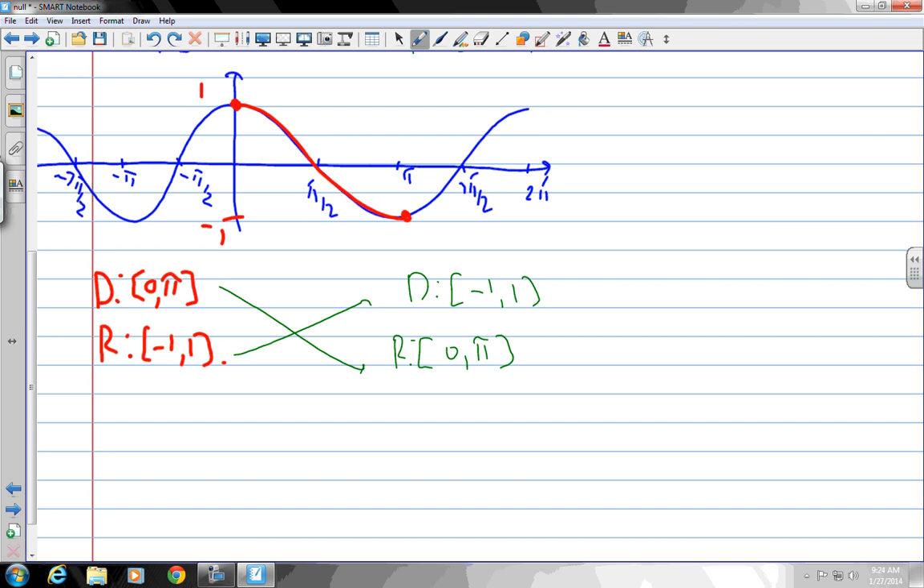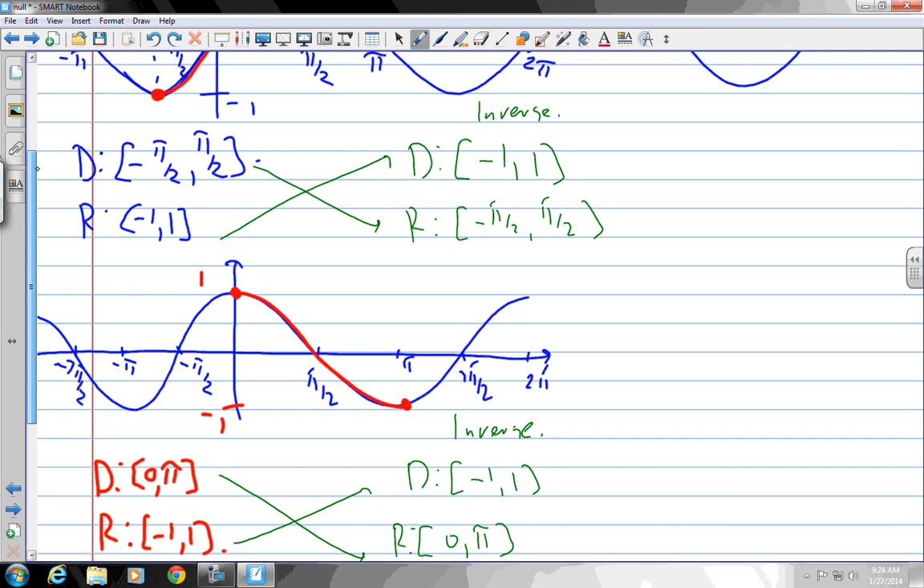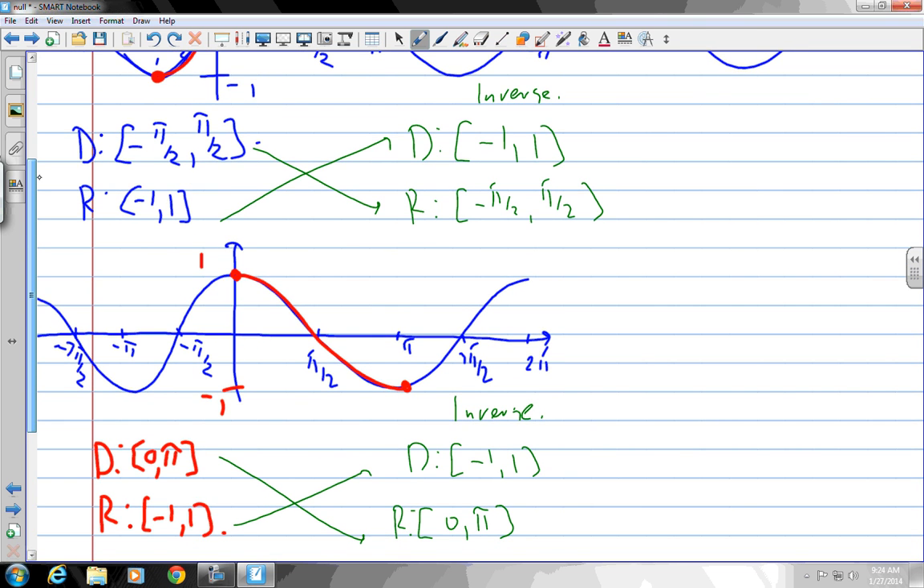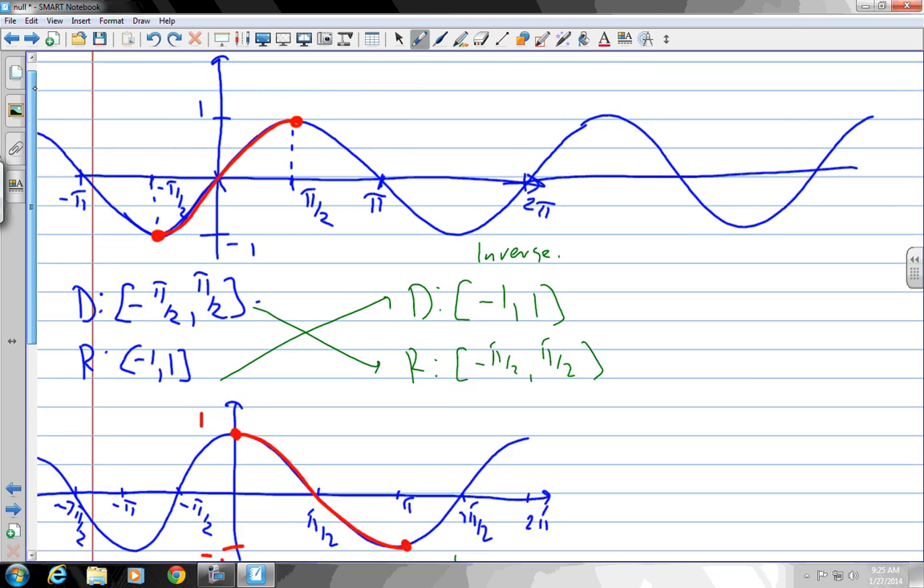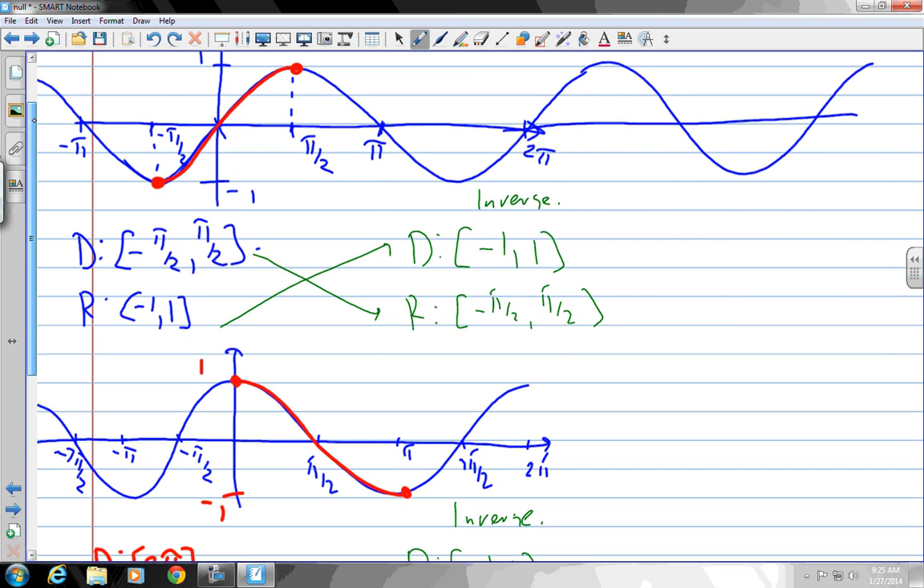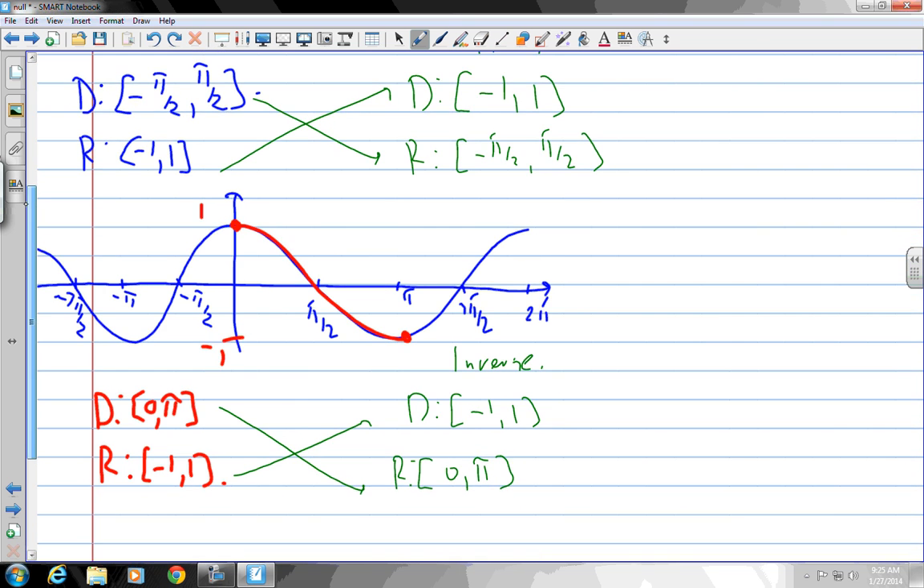Now, whatever this inverse is called, we don't know yet because we don't even know what this original function is called. Some of you do know that, but it's not official knowledge yet. Is that okay? All right. Is that good? Does that make sense?